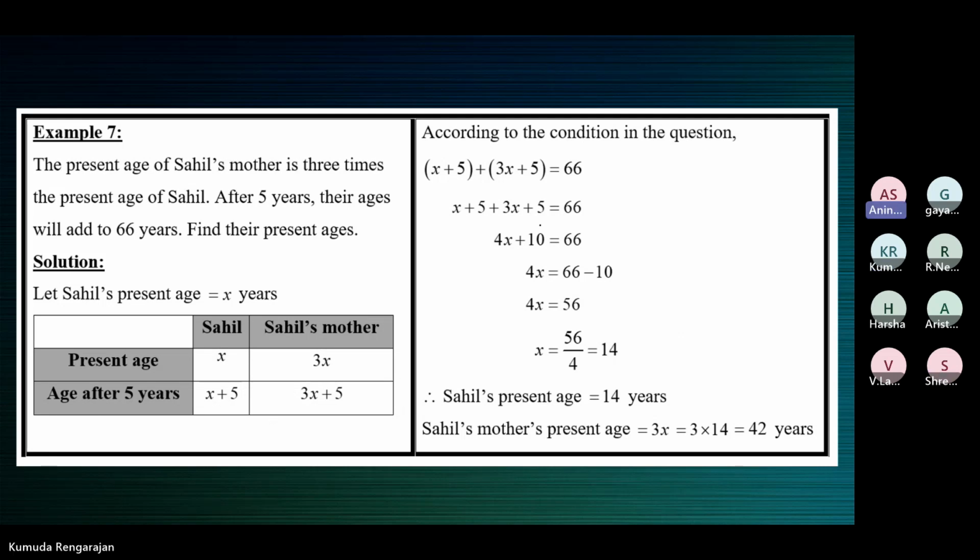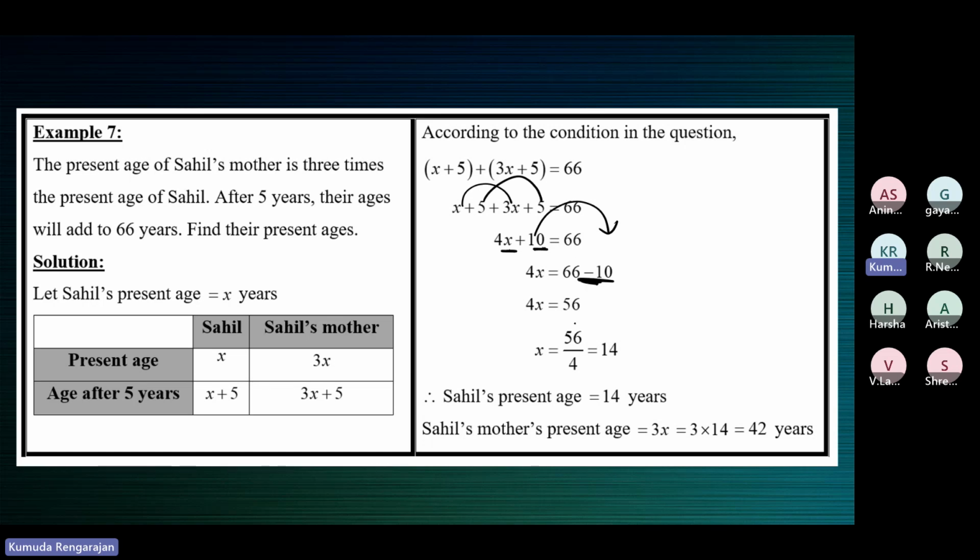Ma'am, the question looks difficult, but it's really easy to solve. Yeah, very good. Correct. The question looks difficult, but it's very easy to solve. Well said. So now how do you solve this equation? x plus 3x is 4x. 5 plus 5, 10. And when you transpose 10, plus 10 becomes minus 10.